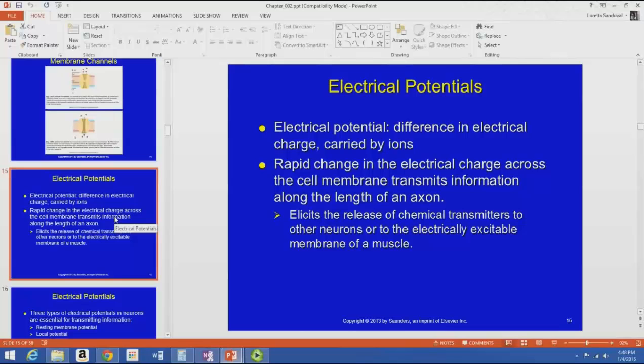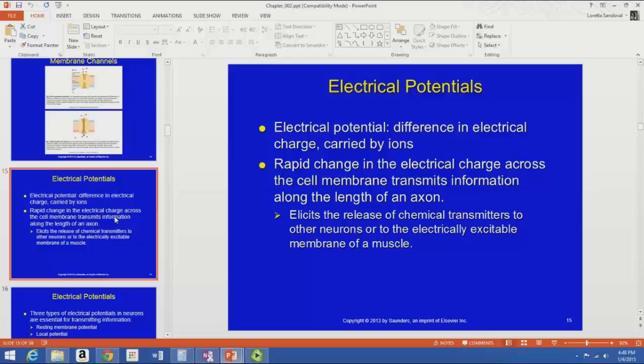Electrical potential is a difference in electrical charge, which is carried by ions. So how many ions you have outside the cell versus inside the cell, that's what determines your electrical potential. A rapid change in the electrical charge across the cell membrane transmits information along the length of the axon.